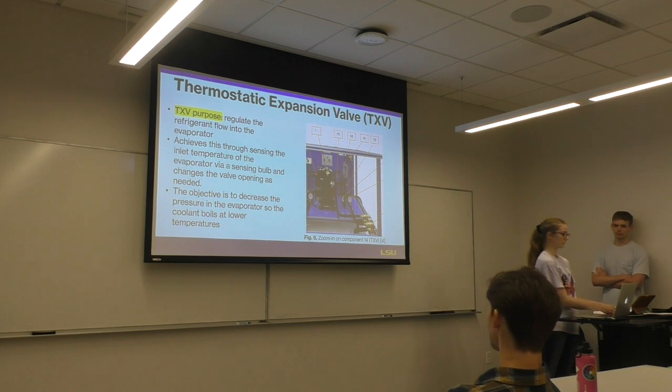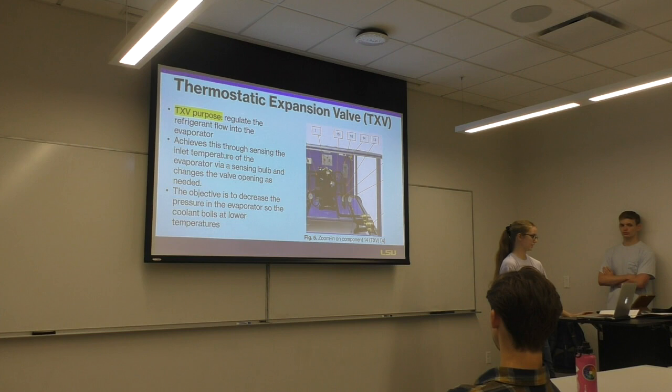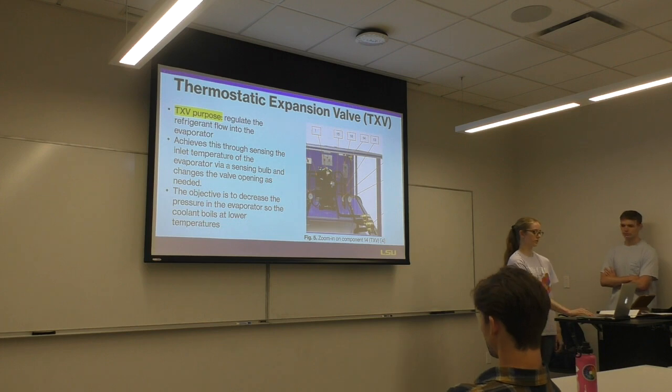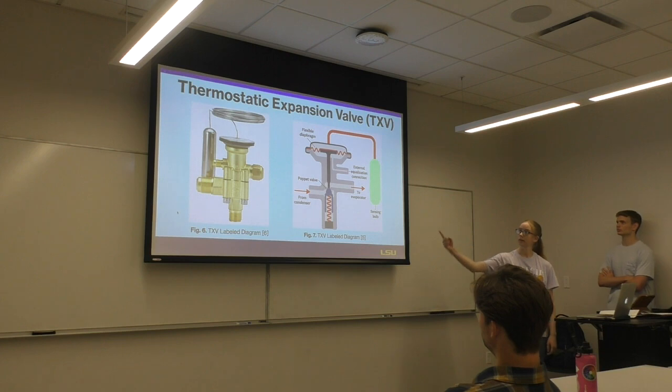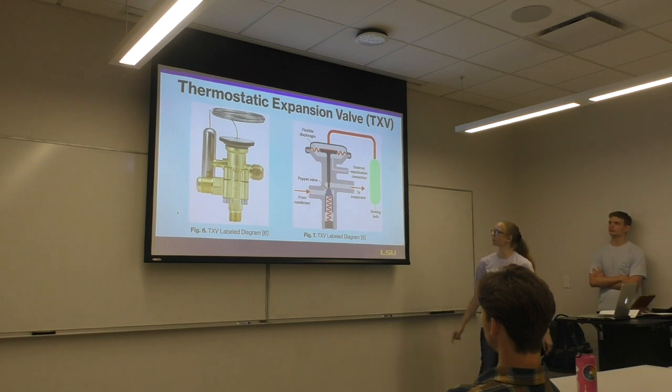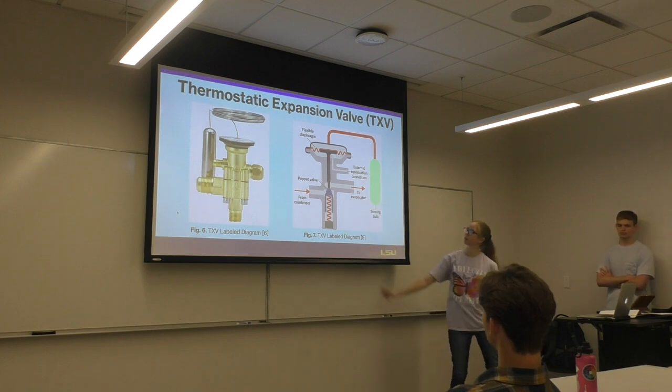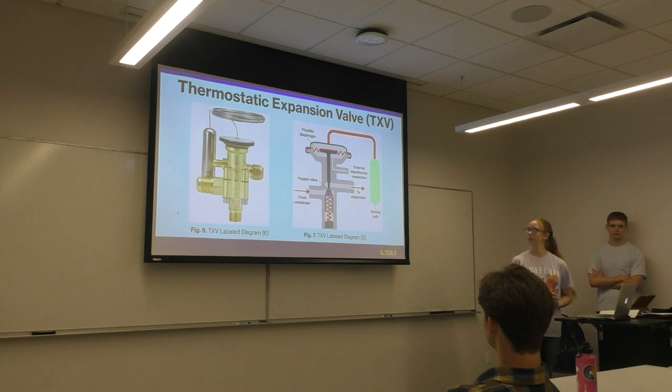And this achieves this through sensing the inlet temperature of the evaporator via a sensing bulb and changes the valve opening as needed. The objective of the TXV is to decrease the pressure in the evaporator so the coolant boils at lower temperatures. Here's what it looks like in real life, and here's a diagram showing you this is where the refrigerant will go, and it will flow through here, and it will regulate whether it should be open or closed.